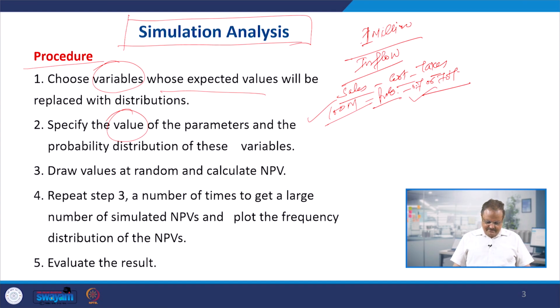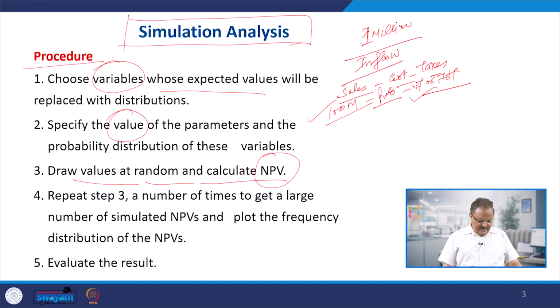The third step is to draw the values at random and calculate the NPV of the project. On the basis of these values, you calculate the NPV of the project, and then you repeat this step, changing the values of the variables and calculating a new NPV, creating different kinds of scenarios and different simulated projects under the simulation process. Finally, repeat step 3 a number of times to get a large number of simulated NPVs and plot the frequency distribution of the NPVs.